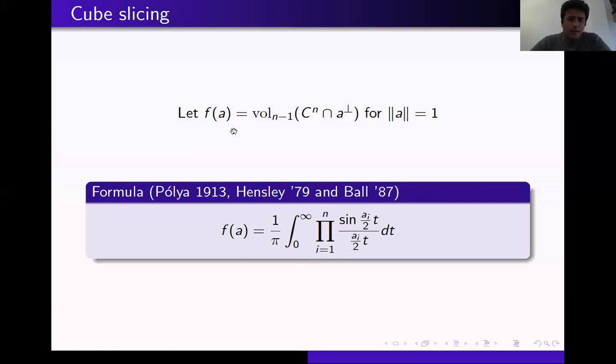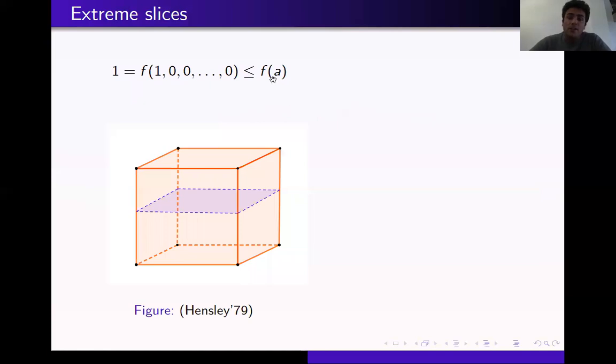Once we have this expression, the first property I'd like to mention is the lower bound on the volume of these sections. This was proven by Hensley in this paper of 79, showing that each of those volumes is at least 1. And moreover, equality happens, so we have such n-1 dimensional volume equal to 1, if and only if the normal vector A points in one of the canonical directions of the canonical basis. For instance, 1, 0, 0, 0, 0.